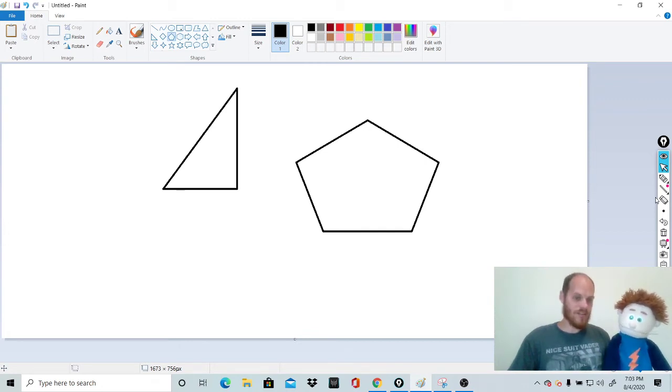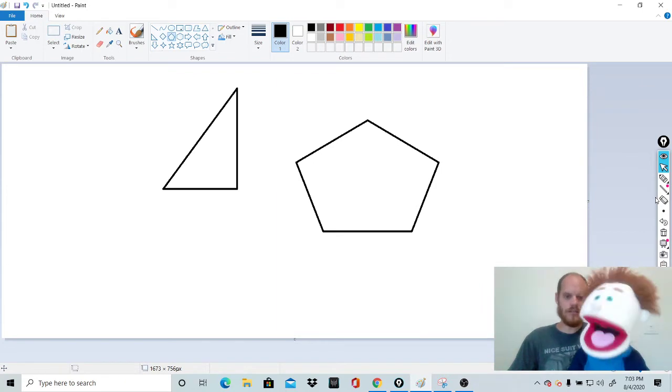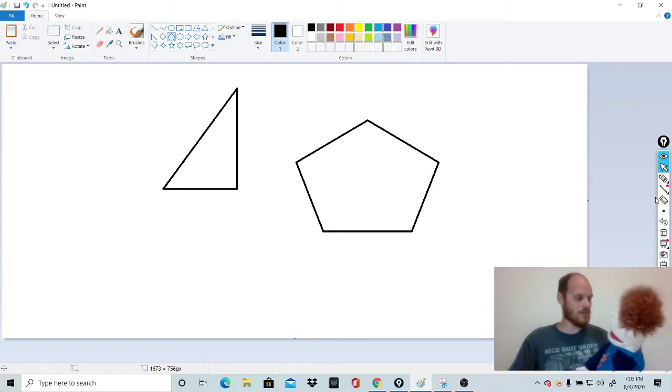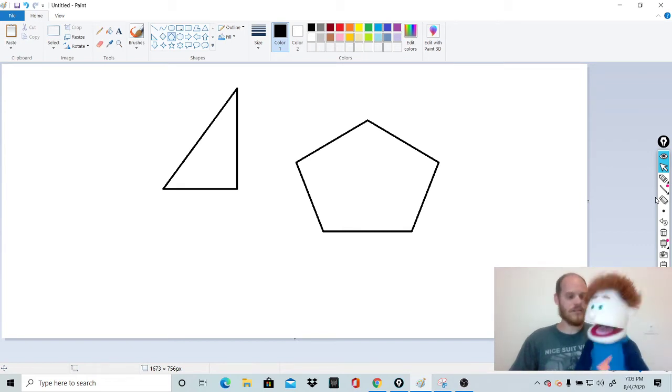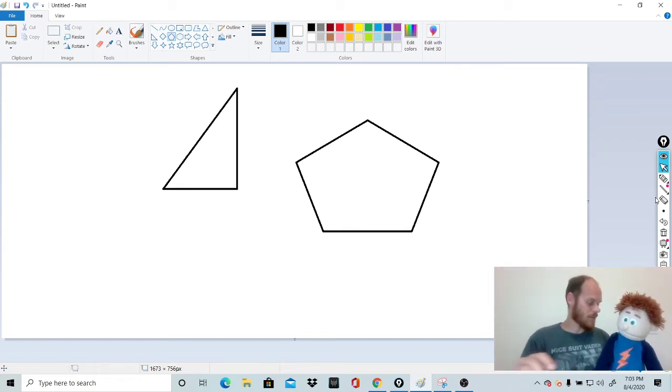So I have on the screen two shapes. Do you see those two shapes? Yeah, there's a triangle and a pentagon, the one that has five sides. Good. So we have two of those shapes. A translation is going to look something like this, where I would take this shape right here.